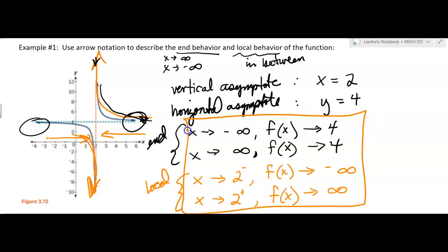That's the arrow notation. There's a little bit more in the book if you want to look at that. I don't know how much we're going to do of this. I don't remember doing a lot of arrow notation, but you'll use it next semester too. So, that's how it works.